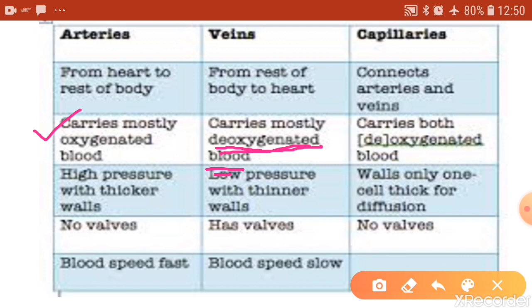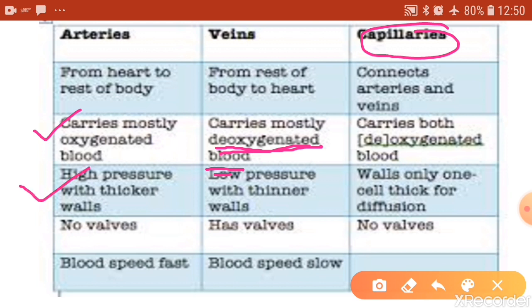Whereas capillaries carry both oxygenated and deoxygenated blood. What does it mean? When the blood enters the capillary from the artery, it will be oxygenated, but as it joins the vein, the blood gets deoxygenated. So when the blood flows through the capillaries, the blood which is oxygenated will turn into deoxygenated.